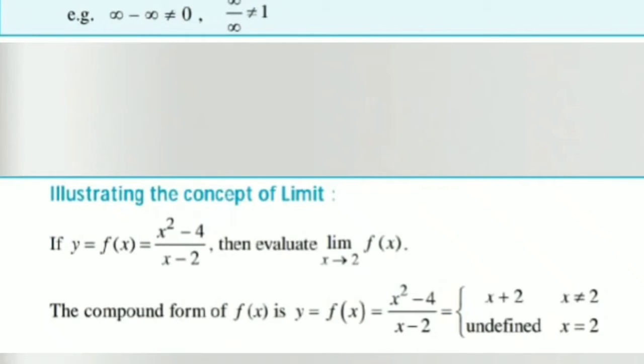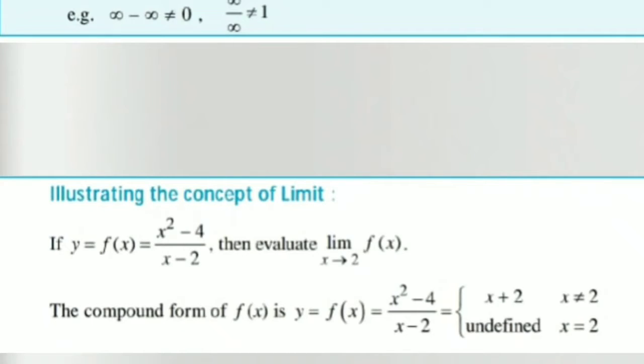Anyhow, let's take an example to consider more on limit. If y equals f(x) equals x squared minus 4 upon x minus 2, then evaluate limit x tends to 2 of f(x). So to evaluate at x equal to 2, you don't have to bother about f(x) at x equal to 2, whether it is part of the domain or not.